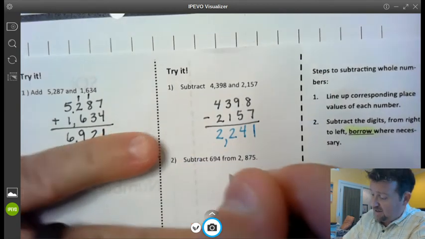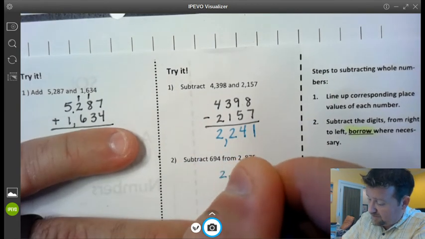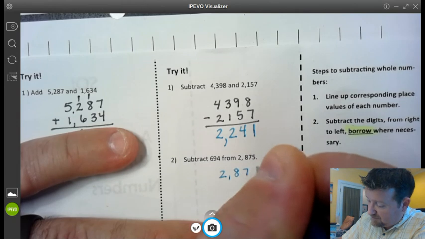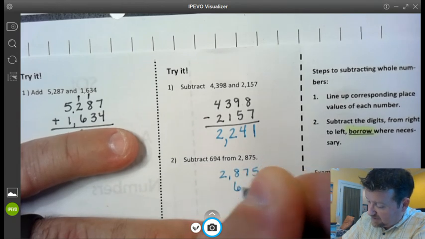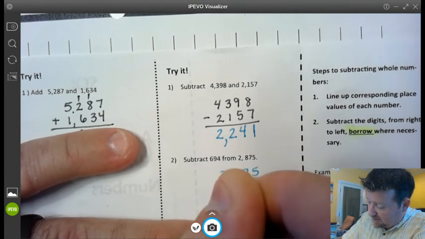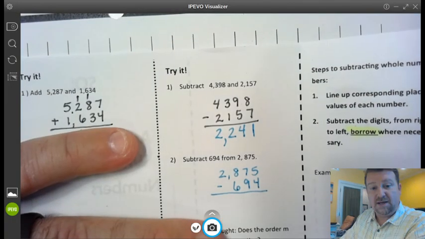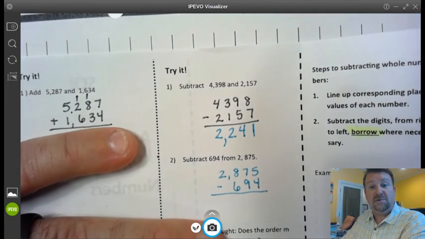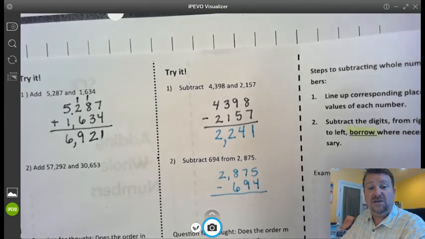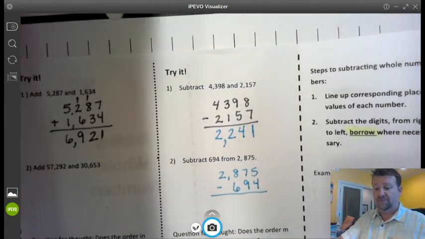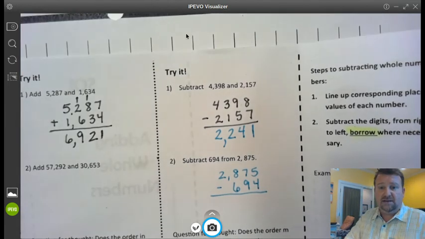I want everybody to take a moment to try this one by yourself. Keep in mind you're lining up your place values appropriately. I won't put the answer here, but I will put the answer in the notes when I upload them. So hopefully subtracting makes sense.